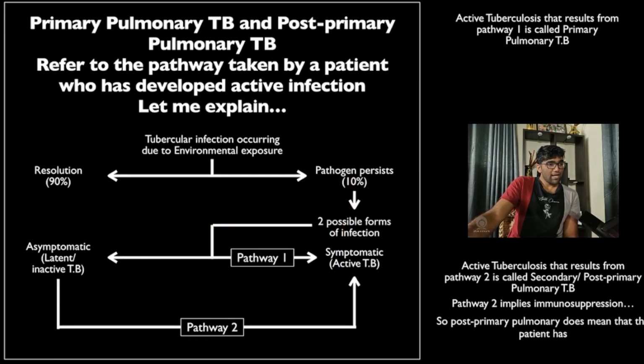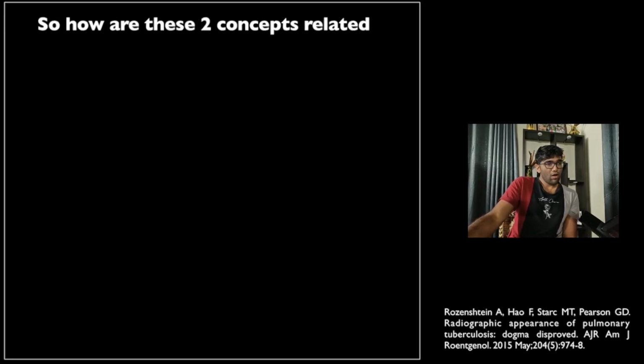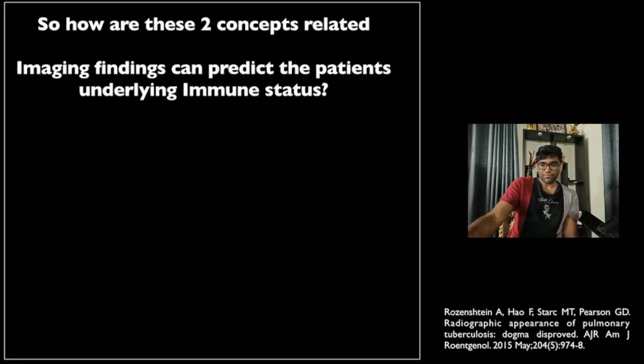Pathway 2 naturally does imply that there has been a secondary immunosuppression. So post-primary TB does imply that at some point in the natural history of disease in the patient, there was immunosuppression. That is, the patient became secondarily immunocompromised. So now how are these two concepts related to one another? Imaging findings can predict the patient's underlying immune status in pulmonary tuberculosis. Yes, they can, as I've just discussed.